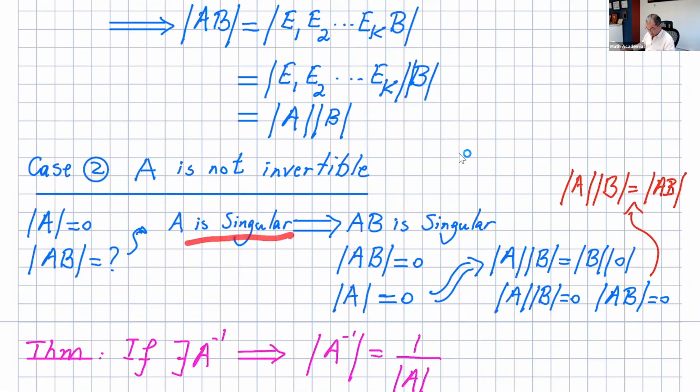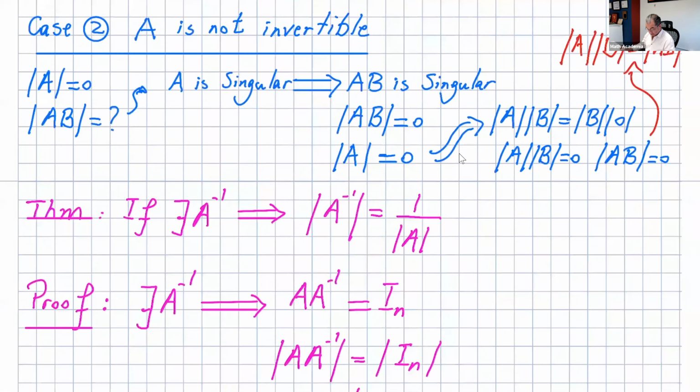A is singular. So if A is singular, then the product will be singular also. We learned if two matrices are invertible, then the product will be invertible. So the question is, what's the determinant of AB? The determinant of AB will be equal to 0 because AB is singular. The determinant of A equals 0. So the determinant of A times B equals the determinant of B times 0. Therefore, the determinant of AB is also equal to 0.